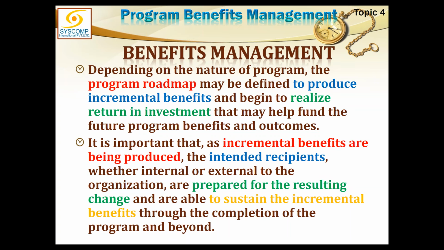Depending on the nature of the program, the program roadmap may be defined to produce incremental benefits. So how can we use the program roadmap we created in the previous domain? We can define when incremental benefits will be delivered according to the roadmap. If it is a 10-year program, then I can say in 2019 this benefit must be yielded, and in this year, this benefit will be yielded. These are the incremental benefits. But if there are no incremental benefits, then naturally all the benefits will be consolidated and delivered at the end of the whole game.